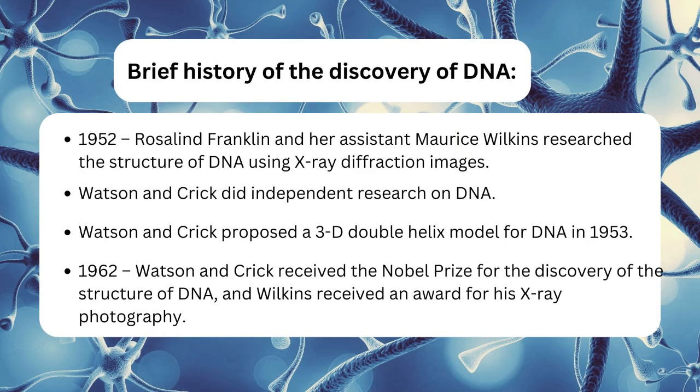Brief history of the discovery of DNA. 1952, Rosalind Franklin and her assistant Maurice Wilkins researched the structure of DNA using X-ray diffraction images. Watson and Crick did independent research on DNA. Watson and Crick proposed the 3D double helix model for DNA in 1953. 1962, Watson and Crick received the Nobel Prize for the discovery of the structure of DNA, and Wilkins received an award for his X-ray photography.